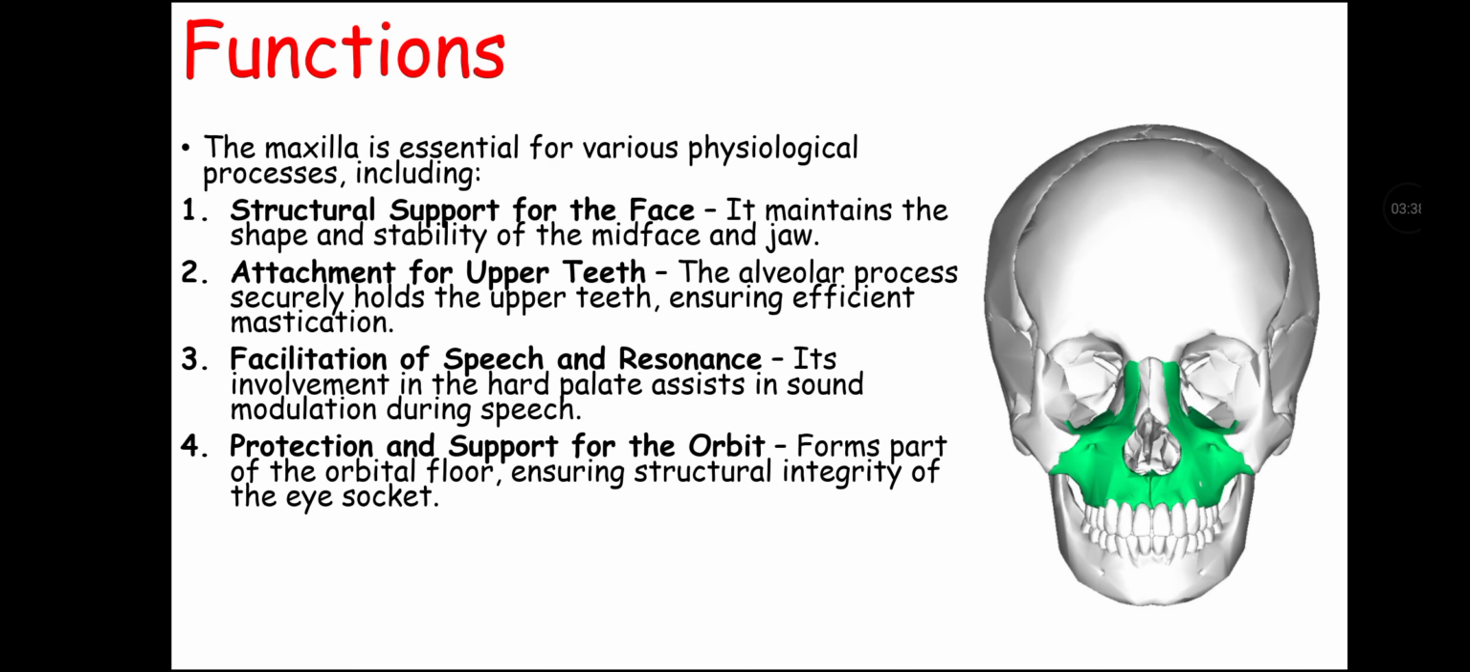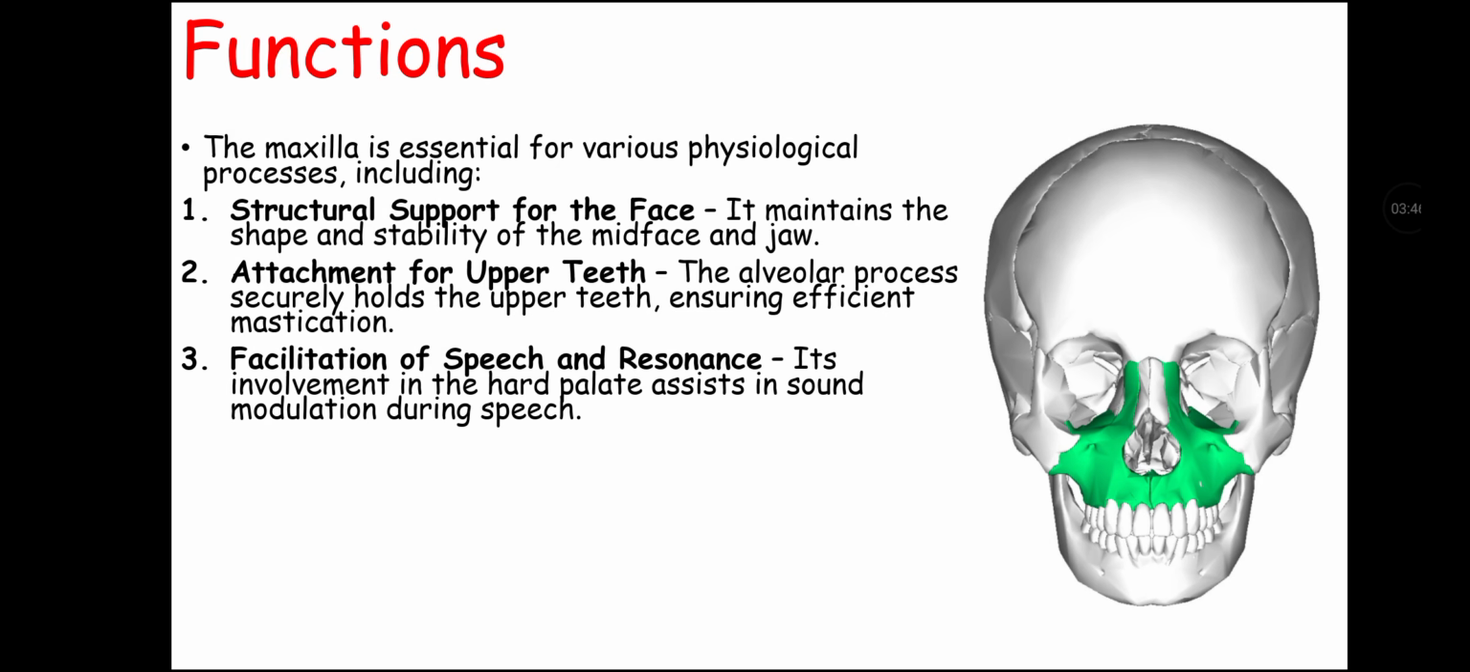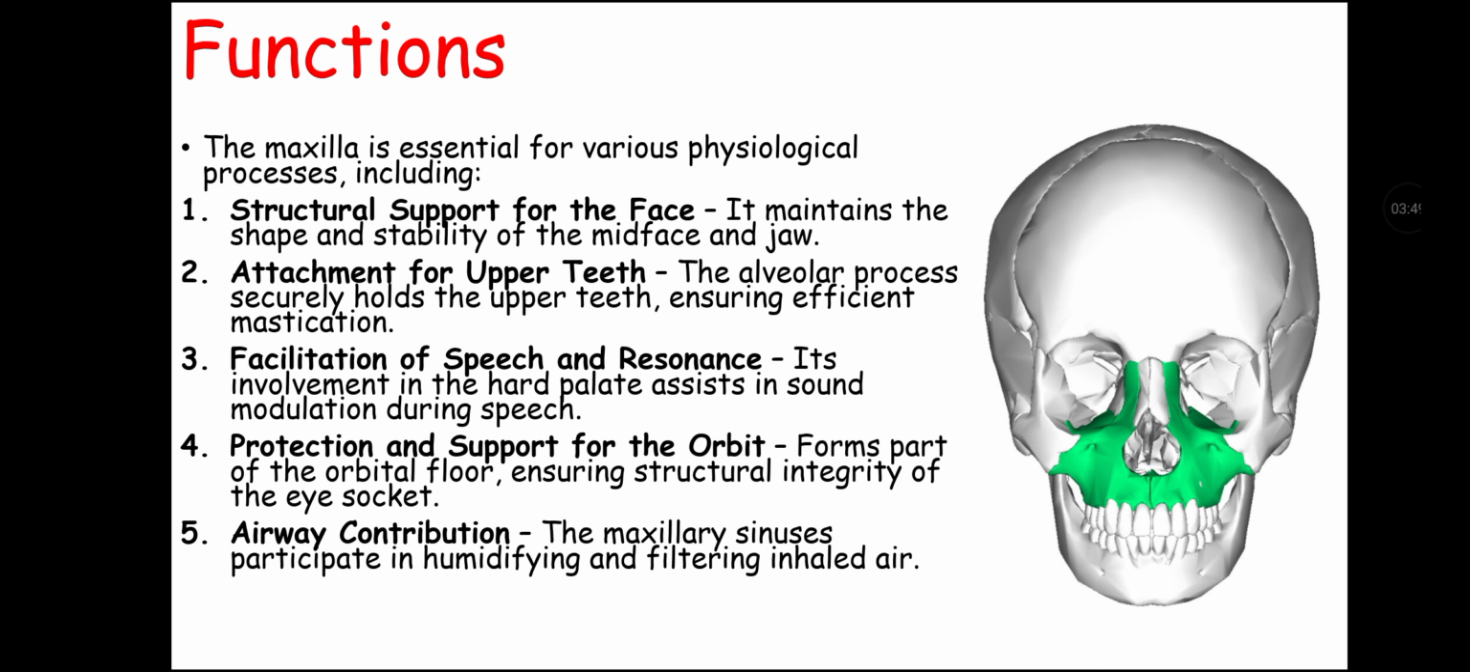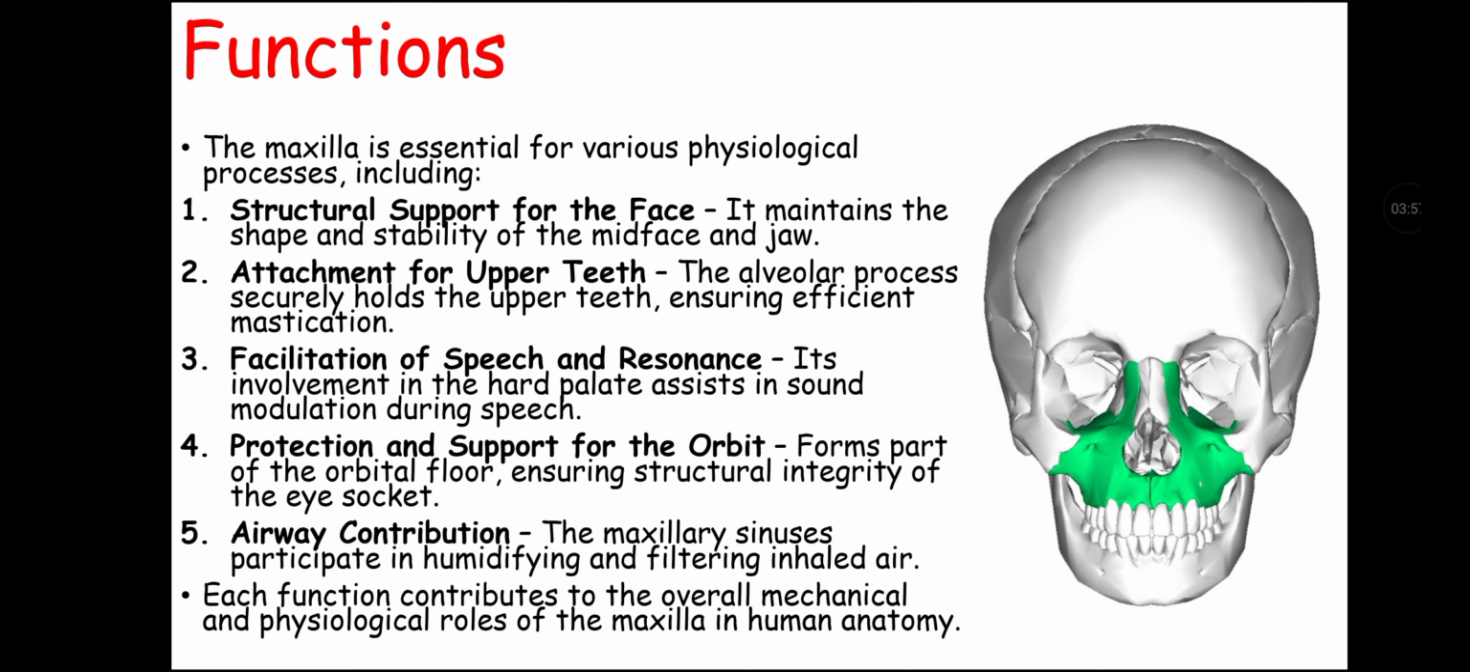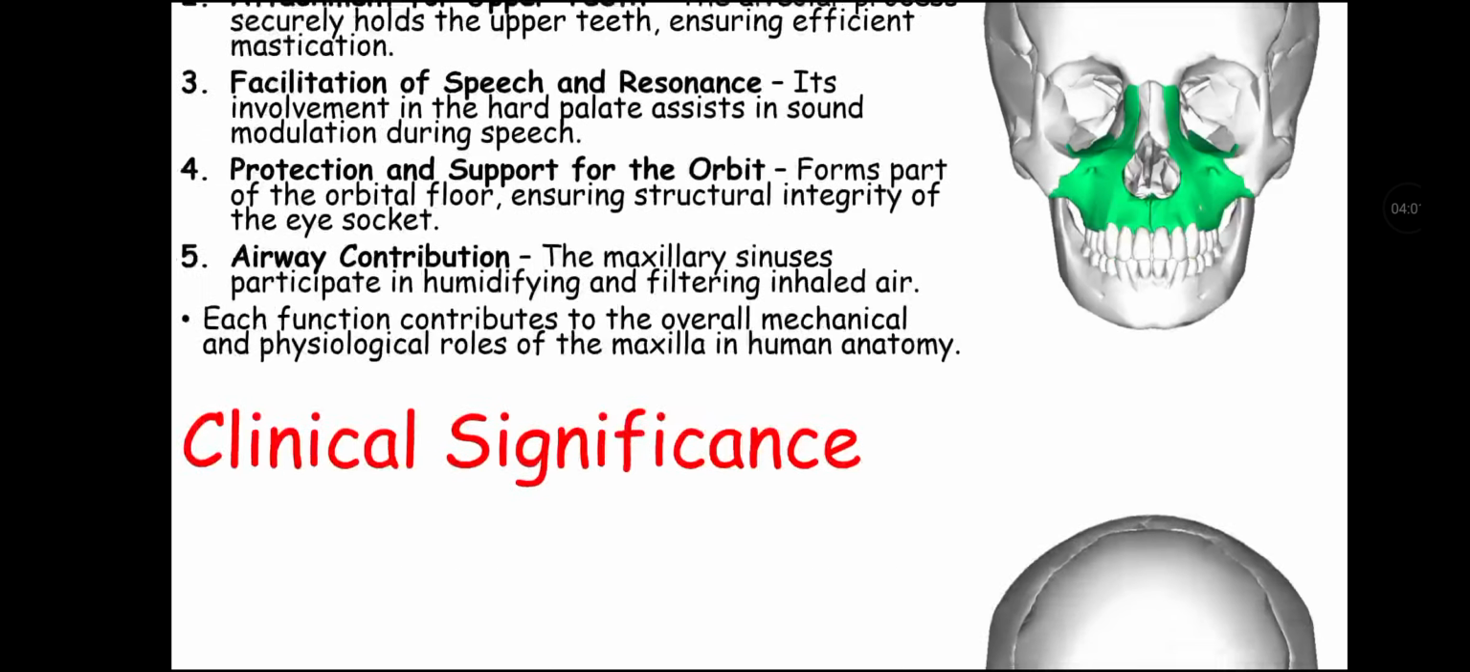The third function of maxilla is facilitation of speech and resonance, as involvement of hard palate assists in sound modulation during speech. The next function is protection and support for the orbit, as it forms part of the orbit floor, ensuring structural integrity of the eye socket. Next function of the maxilla is airway contribution, as maxillary sinuses participate in humidifying and filtering inhaled air. So each function contributes to overall mechanical and physiological roles of maxilla in human anatomy.